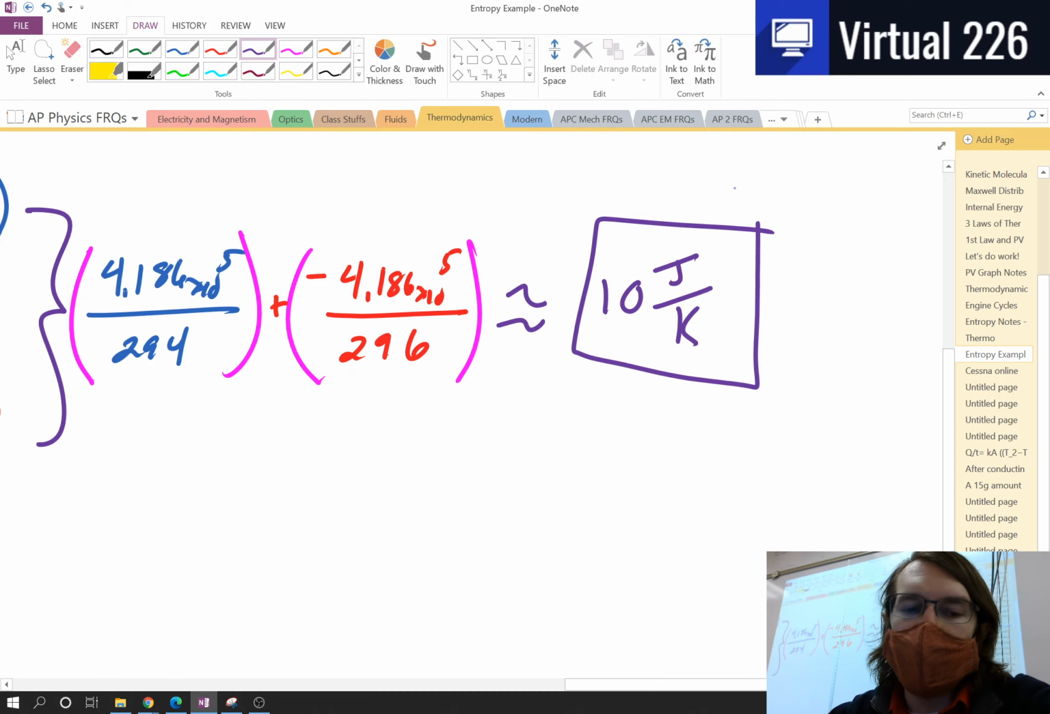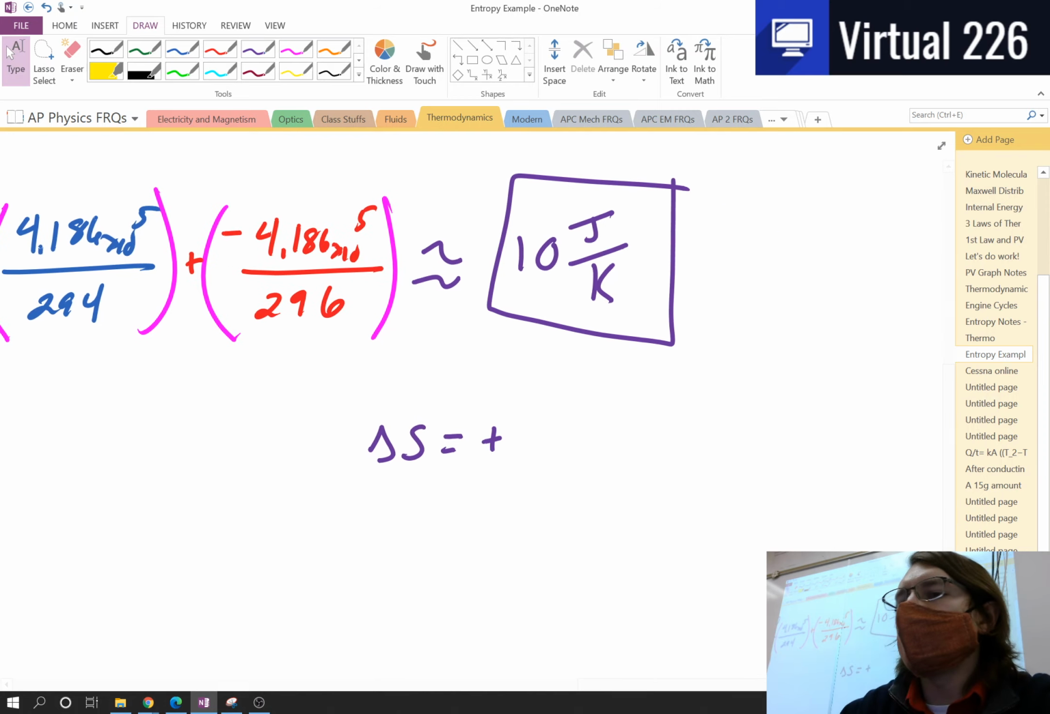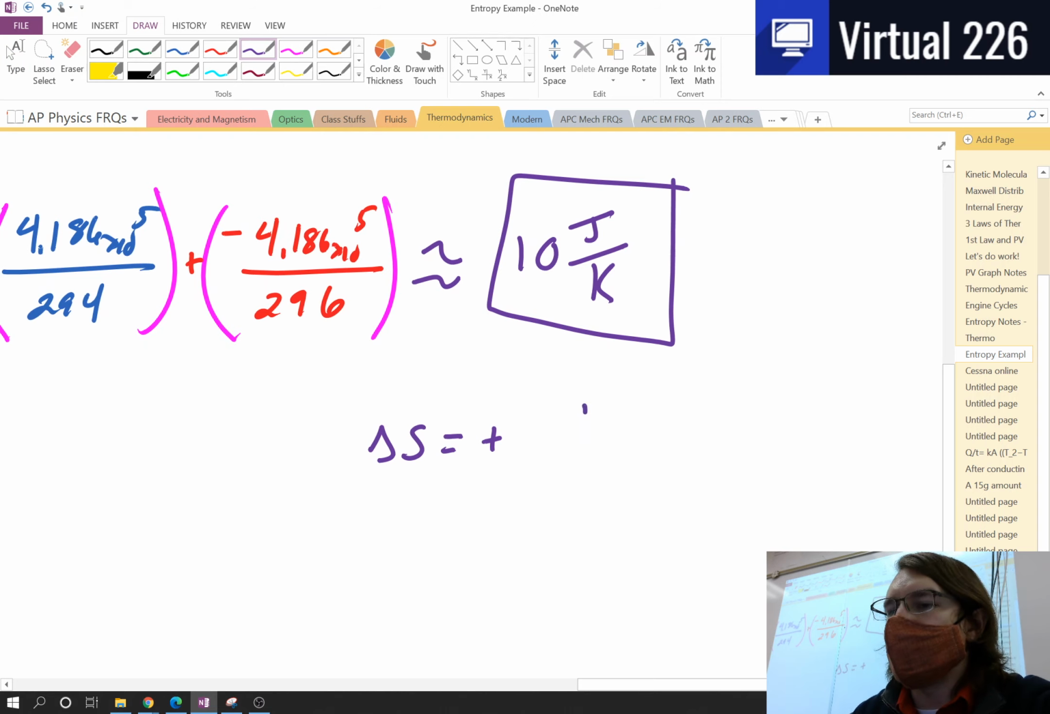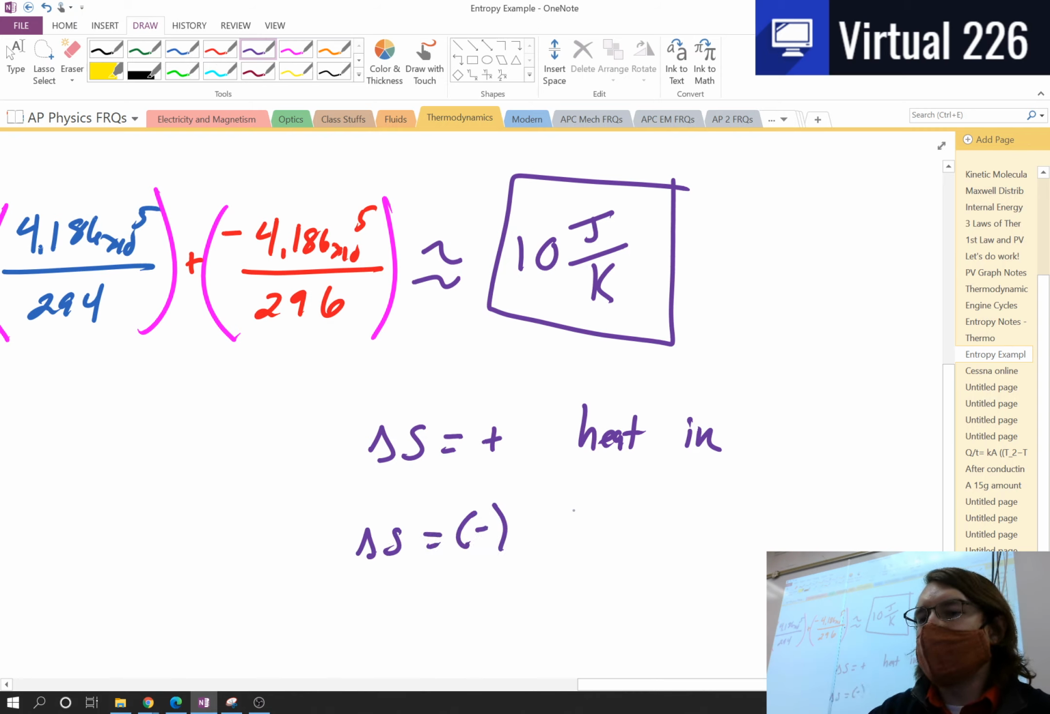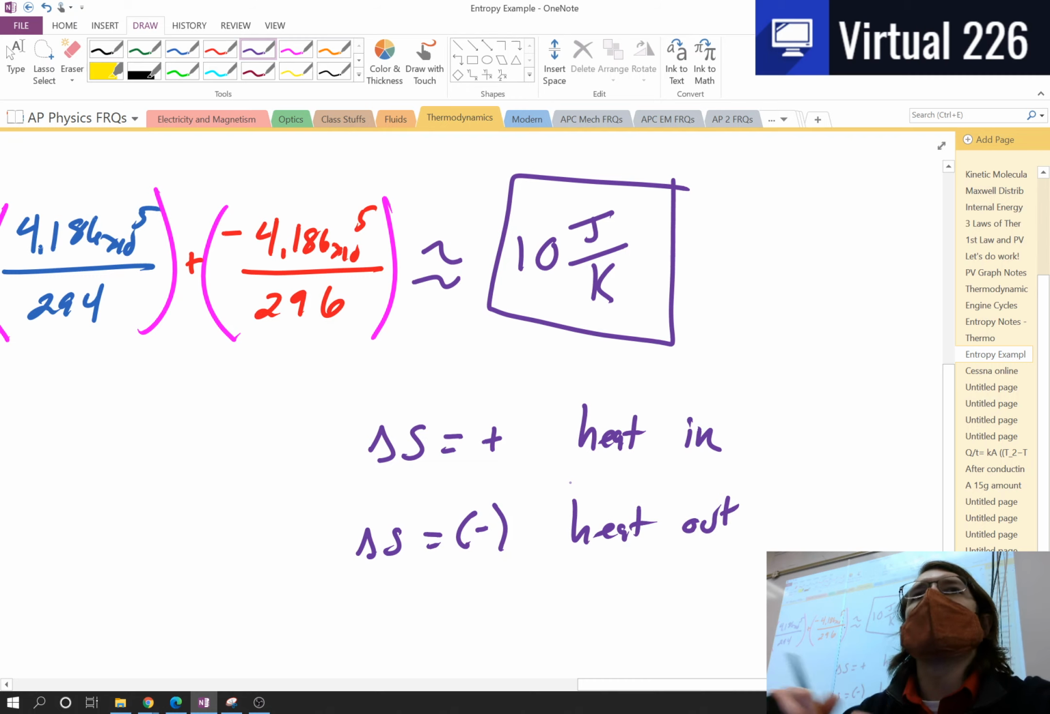Notice how it is positive. When we get a delta S that is a positive value, this means that we have added some heat to the system. We have heat in. When we have a delta S that is negative, this means we've taken heat out of the system. This would be like for a refrigerator.